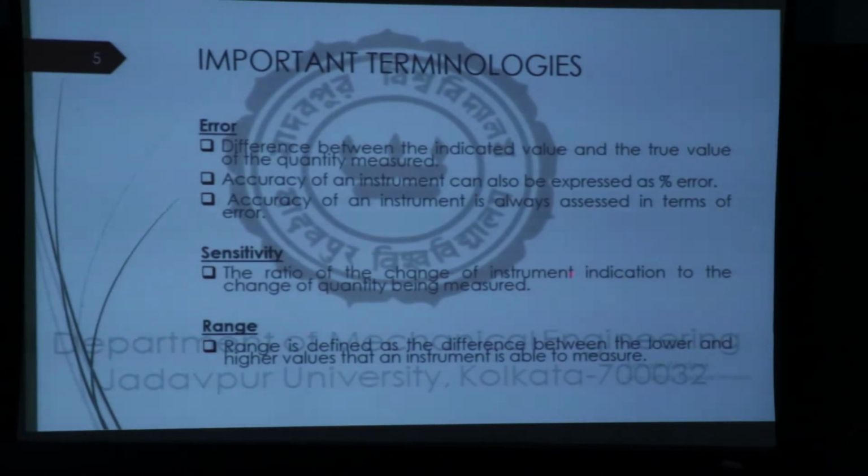Sensitivity means whether a slight change in the dimension that you are measuring can be detected by the instrument. That is called sensitivity. And range is defined as the difference between the lower and the higher values that an instrument is able to measure. So, to what extent it can measure, high value, low value, up to what extent the instrument can be used, that is called range.